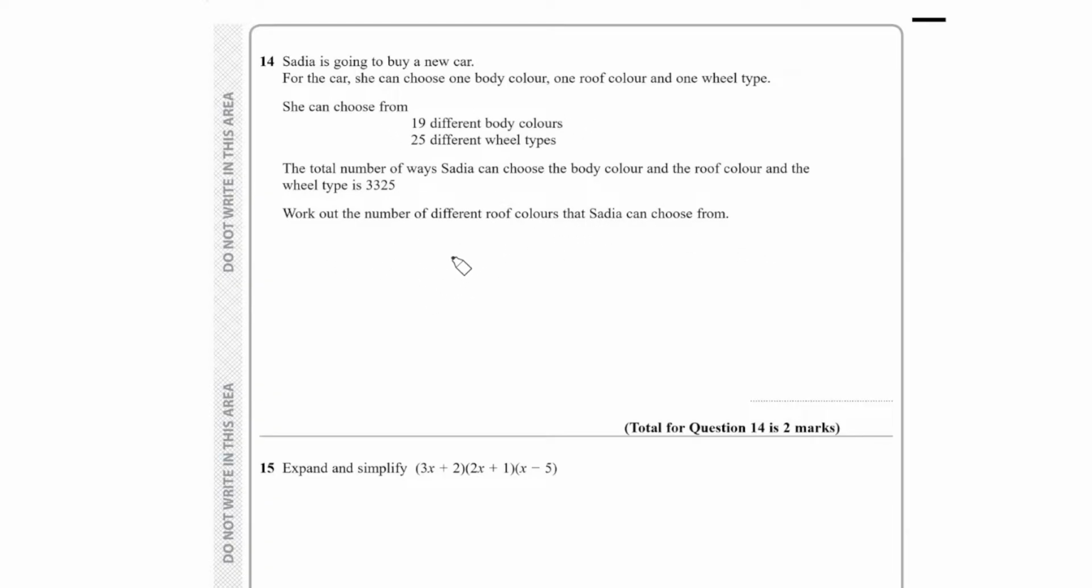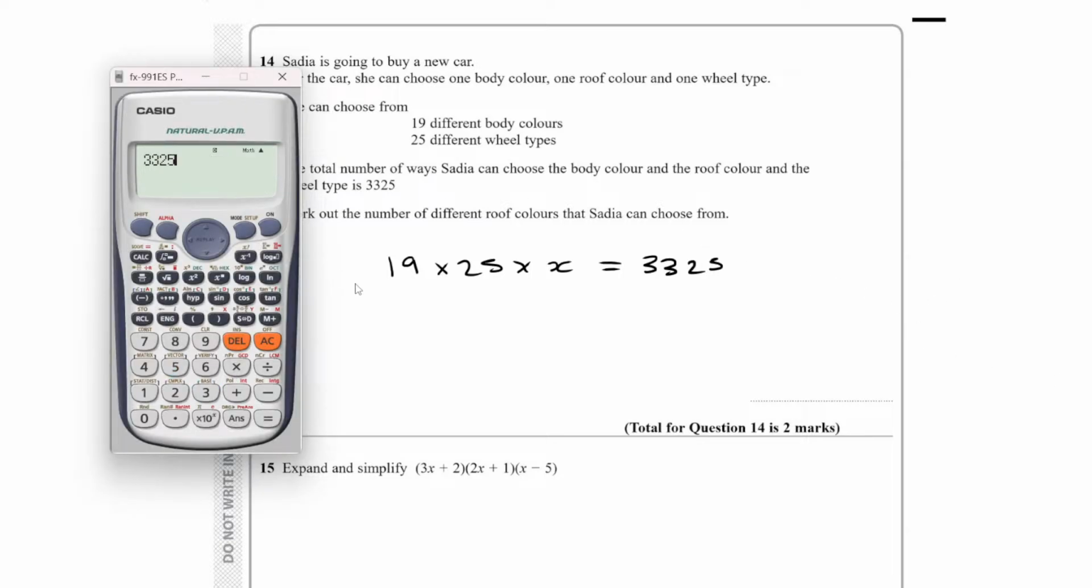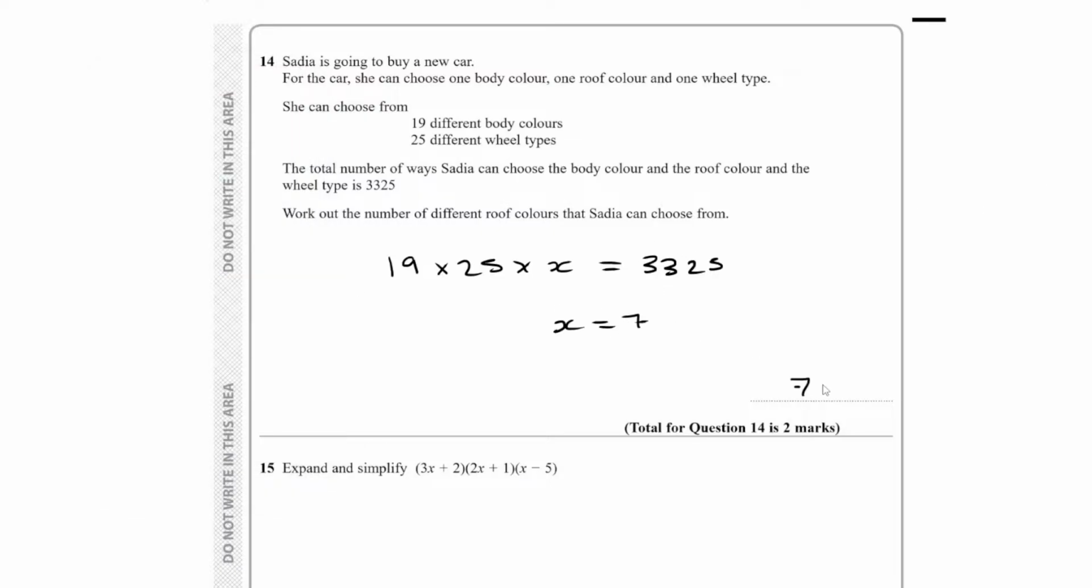So just product rule for counting, exactly, just multiply them. 19 times by 25, and then you would have times it by the roof colours, so maybe call that x if you want. That's how I would lay it out. Then I can see, obviously, I just need to divide by the 19 and the 25. 3,325 divided by 19 times 25 is what I did. And you should get a whole number, you get 7. So there are 7 different roof colours. Yes, exactly. You multiply them all together, but obviously we don't know what one of them was, so it's kind of that, but the reverse of it. That's fine.